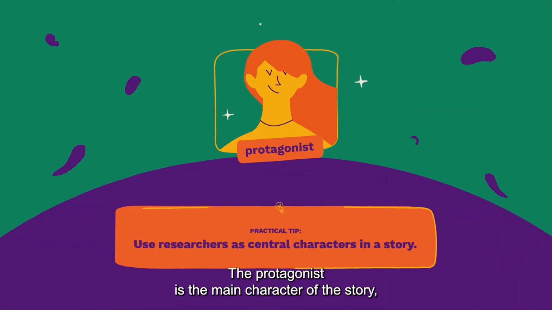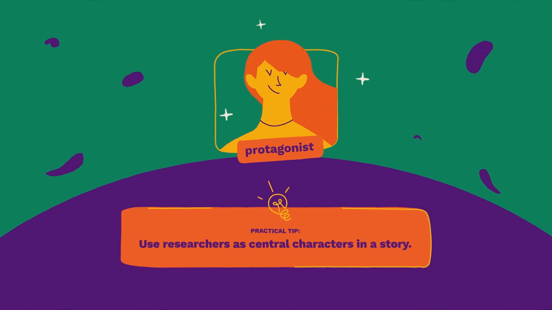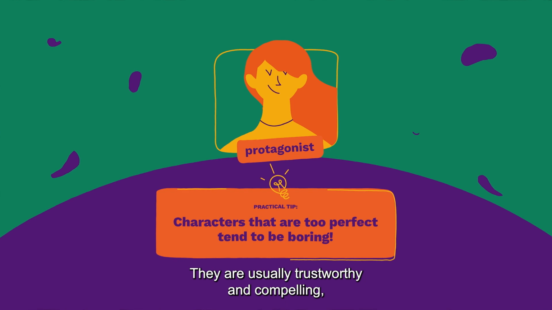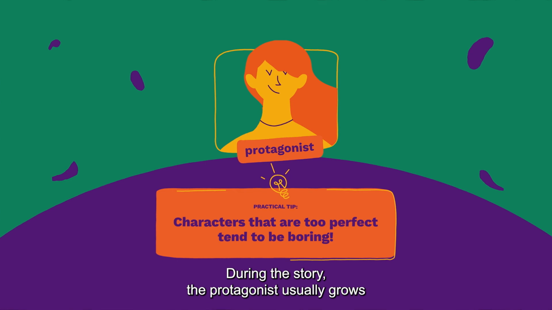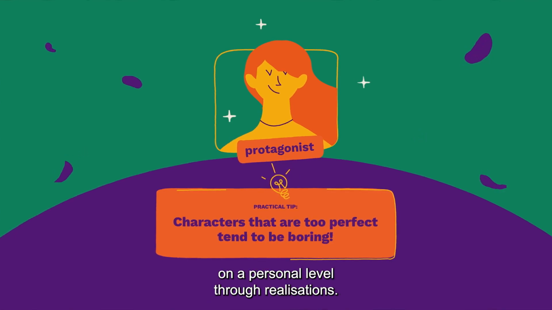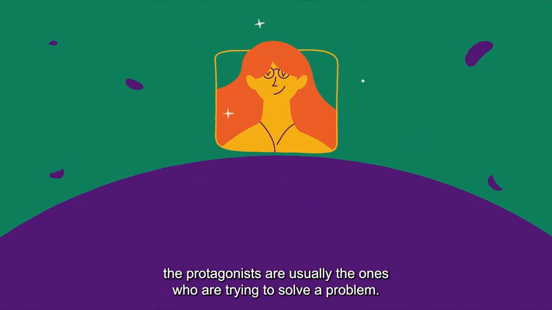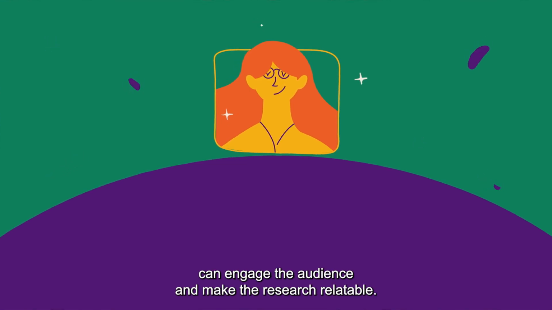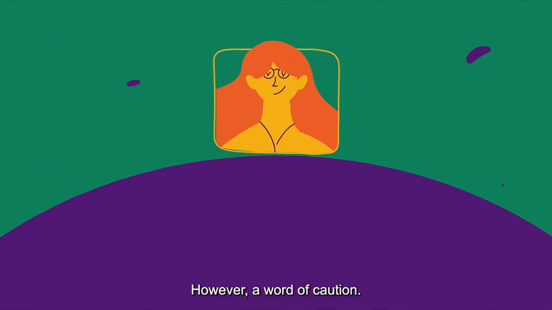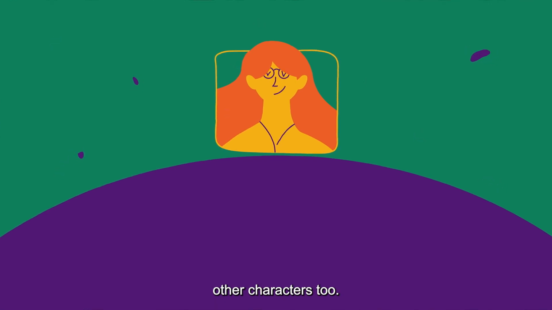The protagonist is the main character of the story, like Nikolai Vavilov from earlier or Dorothy from The Wizard of Oz. They are usually trustworthy and compelling, but they also have flaws and obstacles they must overcome. During the story, the protagonist usually grows on a personal level through realizations. In science communication, the protagonists are usually the ones who are trying to solve a problem. Using researchers is a common practice, since personal experiences can engage the audience and make the research relatable. However, a word of caution. It can be perceived as self-centered if the story does not acknowledge other characters too.